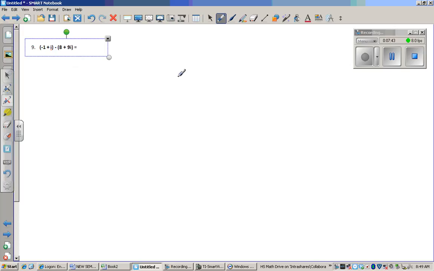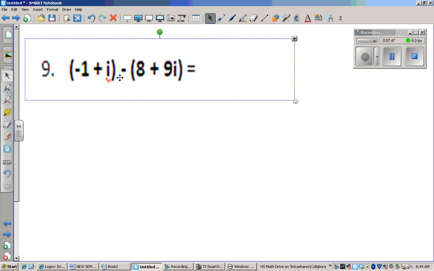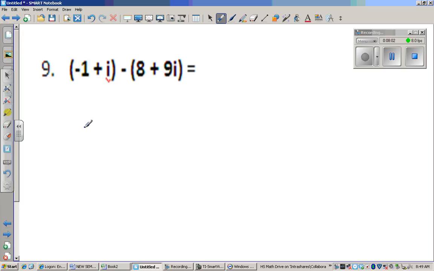Okay, question number 9. Question number 9 is also dealing with imaginary numbers. It's subtraction. Now, you can punch this one in on your calculator, if it's in complex mode, a plus bi, that's complex mode on your mode button. It's not too difficult to do without.